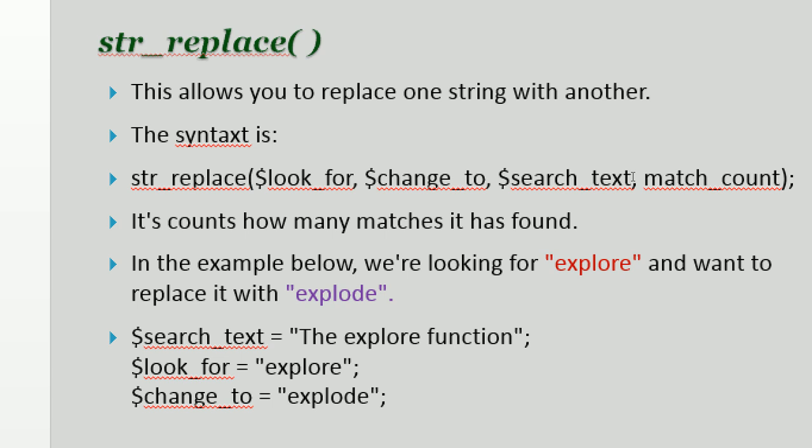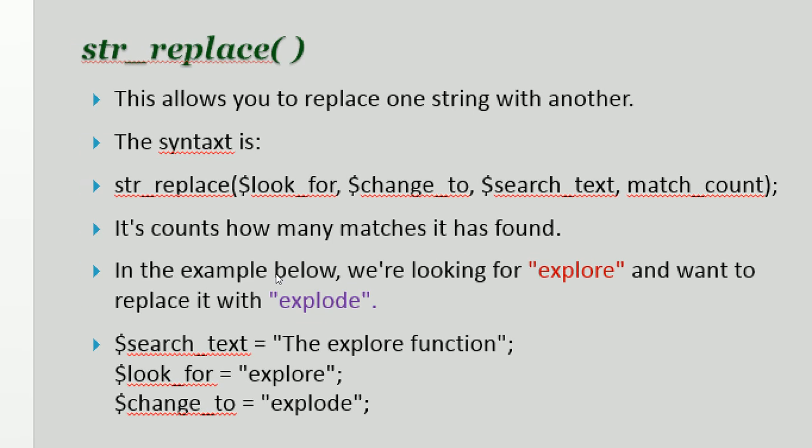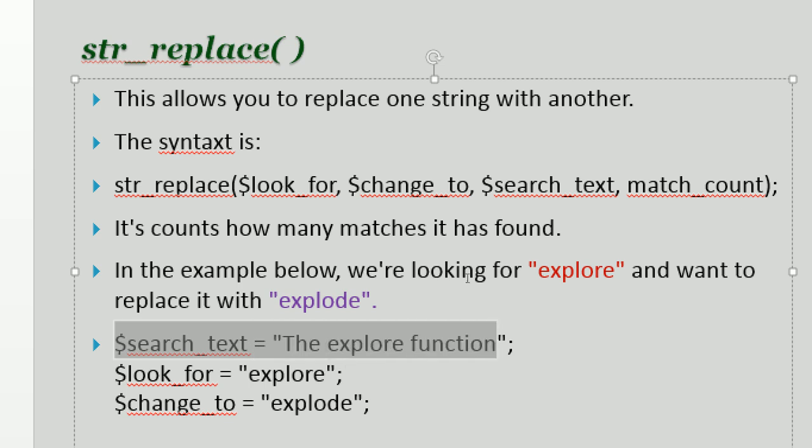This criteria is working in your MS Word, Microsoft Word. You find a word, you replace it. So it will show you how many words you have replaced. Clear? Now, in this example, we are looking for explore and want to replace it with the word explode. Clear? Instead of R, we just by mistake wrote D. So now I want to change it again to the previous one. So the search text is the explore function, looking for explore and changing it to explode.